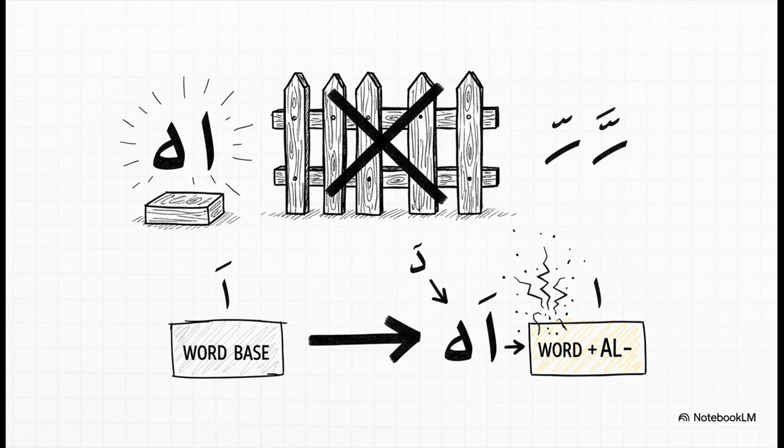They absolutely cannot exist on the same word. Think of it like this. When al walks in the door, tanween has to leave. That "un" ending becomes a single "u", "an" becomes "a", and "in" becomes "i". This is a hard and fast rule, no exceptions.